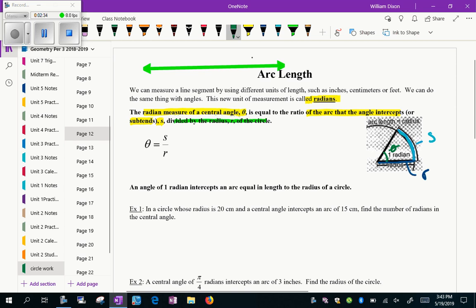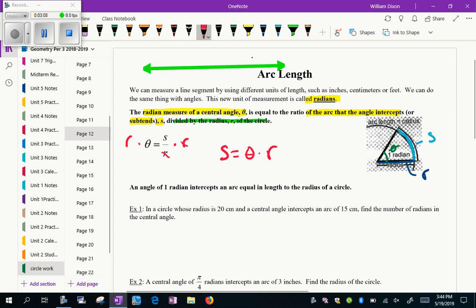We're going to change that around to help us, because we're going to be looking for different parts of this equation. And a really big help is if I were to do a little algebra and multiply r to both sides of that equation. Here it's going to cancel, and I'm going to get the arc length, that's this S piece, equals theta times the radius. That is theta, the radian measure.